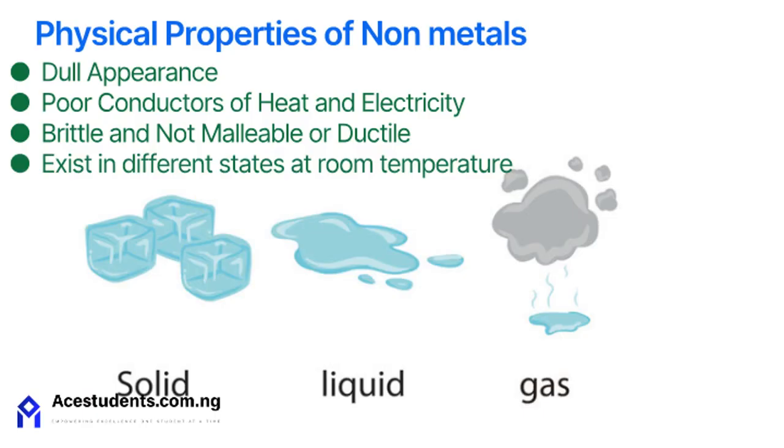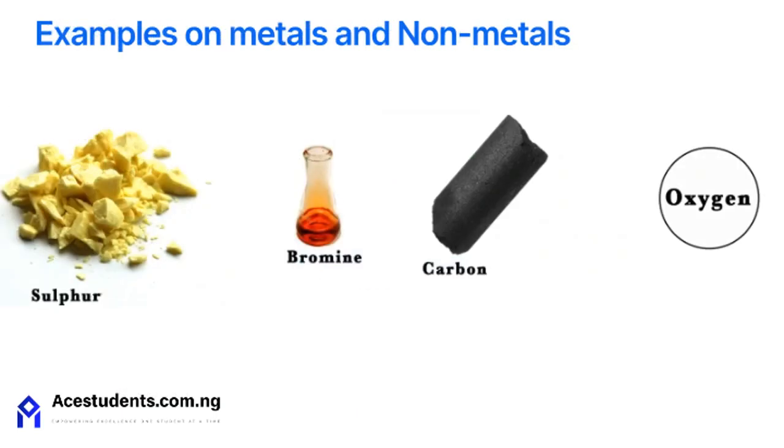Nonmetals can exist in all three states at room temperature. Some, like sulfur and carbon, are solids. Others, like bromine, are liquids. And gases such as oxygen, nitrogen, and chlorine are also nonmetals. Some common nonmetals include oxygen, sulfur, chlorine, and carbon.